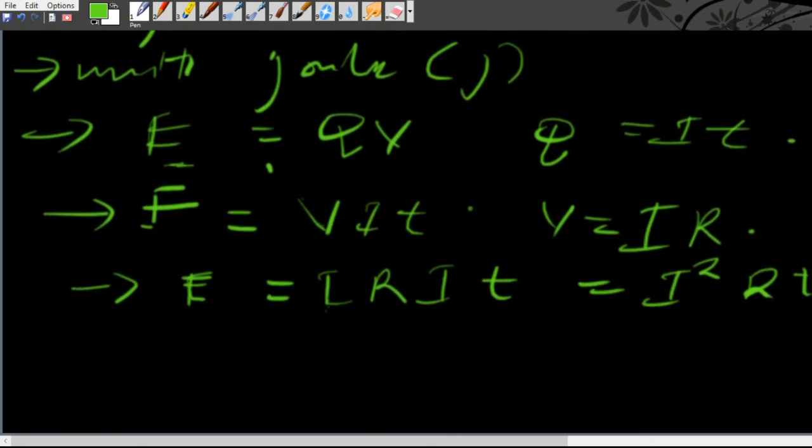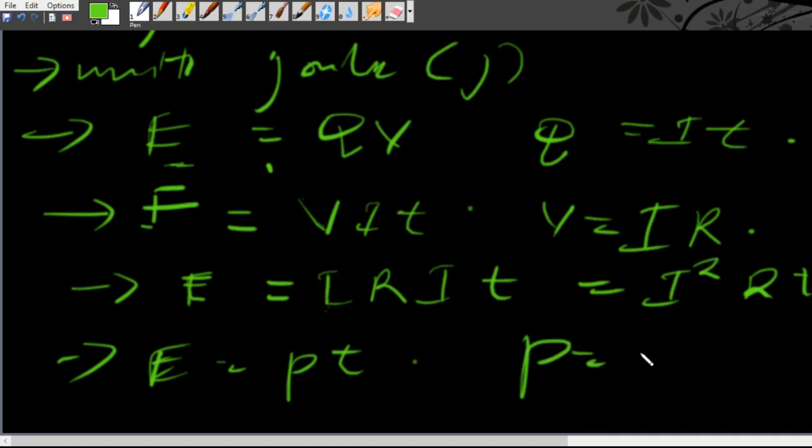And the other formula that you can use is this one. Energy is equal to power multiplied by time. Power is equal to voltage multiplied by current. So from here, P multiplied by T is going to give us our energy. Let us look at some of the examples.